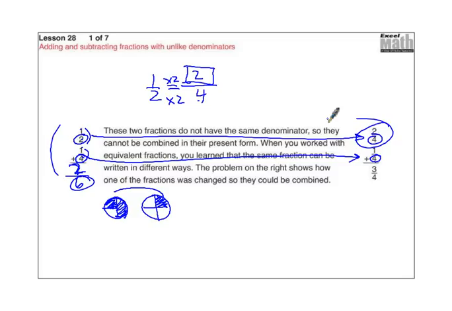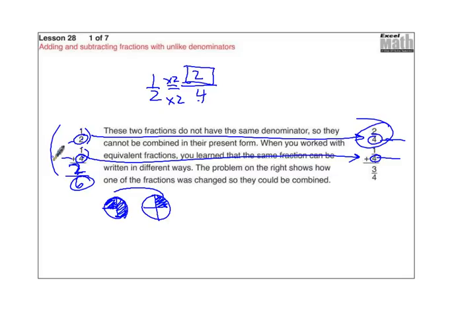So two major things you need to understand. I need to have a denominator that's the same, and the way I find that is by skip counting with the larger denominator and asking if the smaller number goes into that one. Or really what I'm doing is I'm finding the least common multiple of the 2 and the 4, the least common multiple. That's what I'm finding.